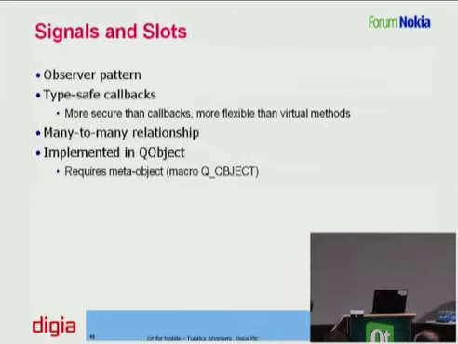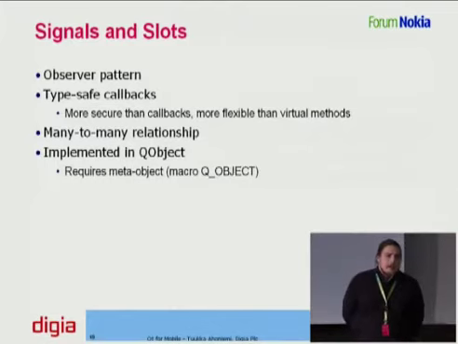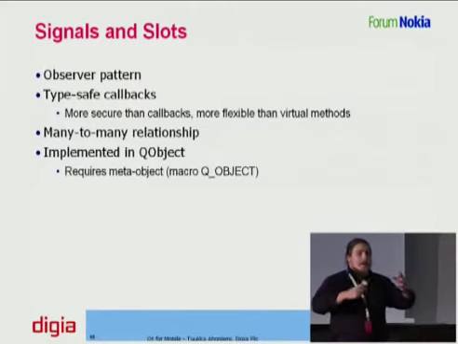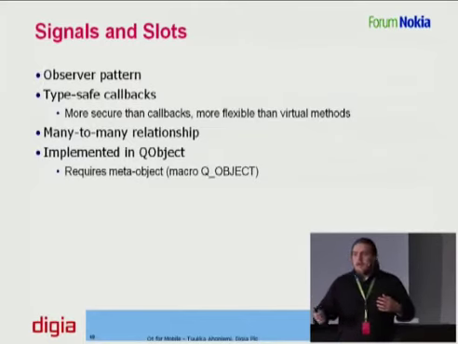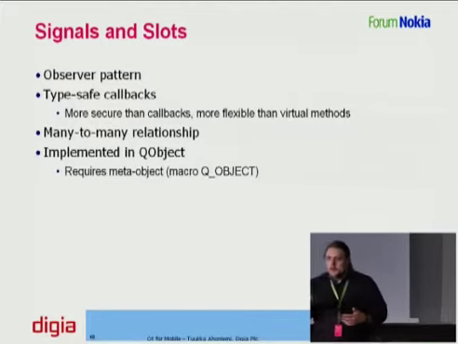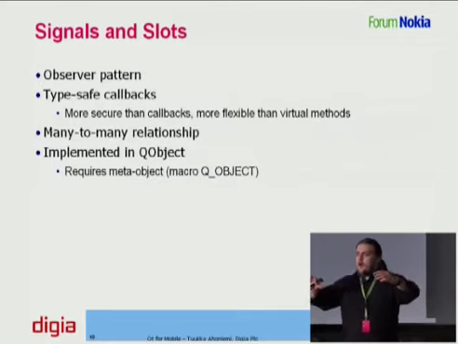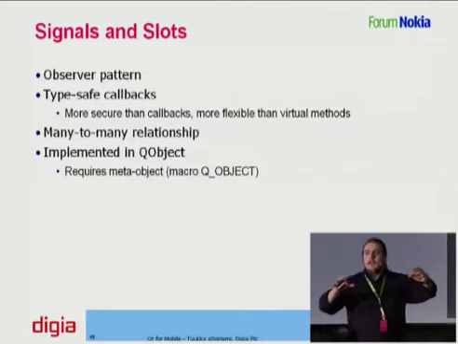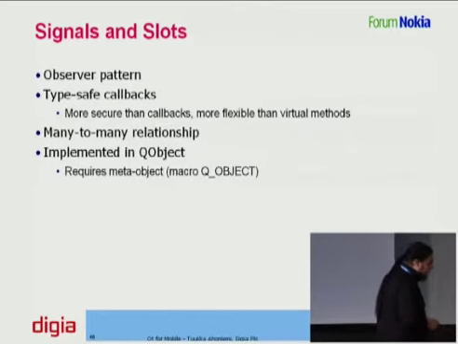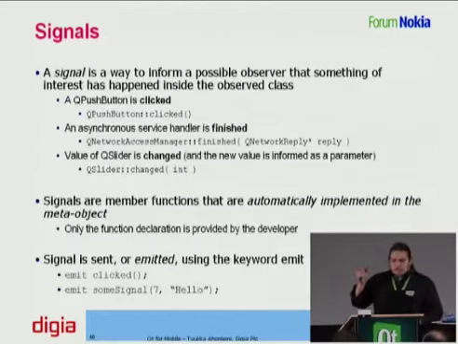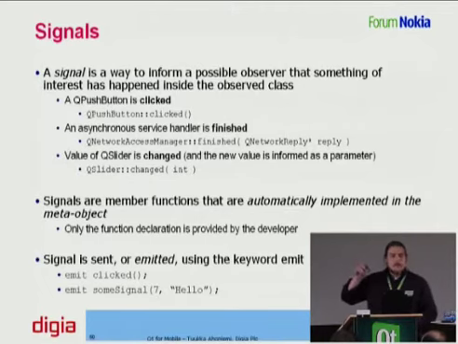Basically, it's just an implementation of the observer pattern, which is quite crucial in GUI programming. You have objects that are waiting for something to happen elsewhere. Like everyone's waiting for the user to press something, or when a button is pressed, some piece of code somewhere is waiting desperately to get executed. Two parts, signals and slots.